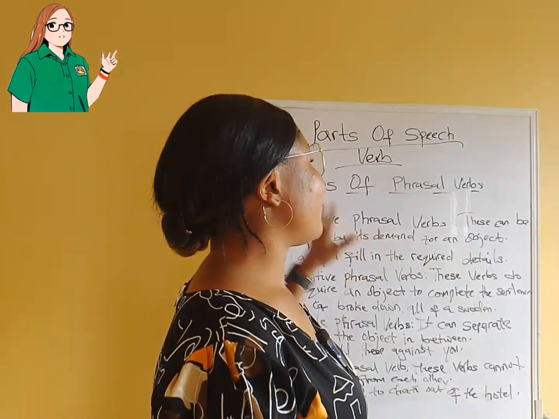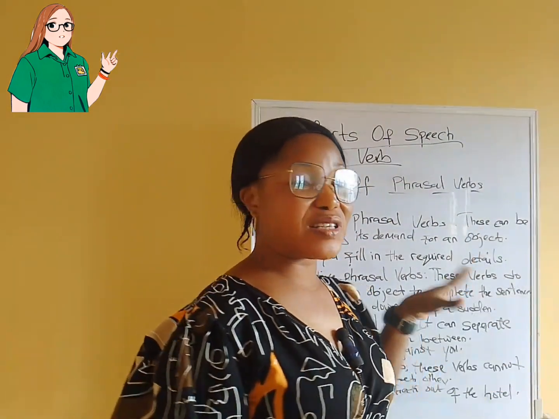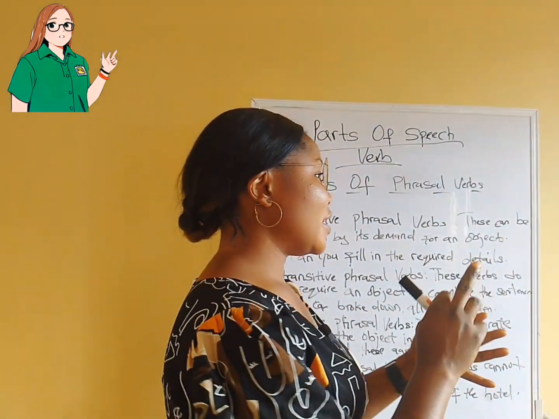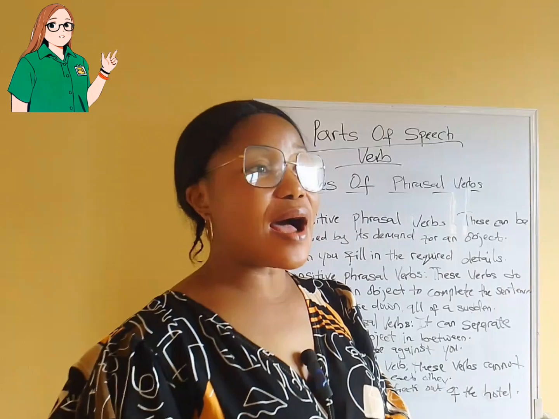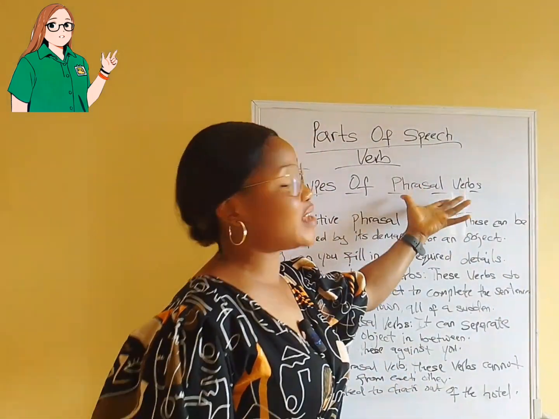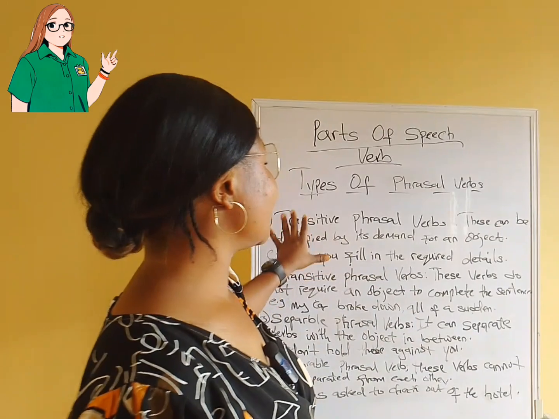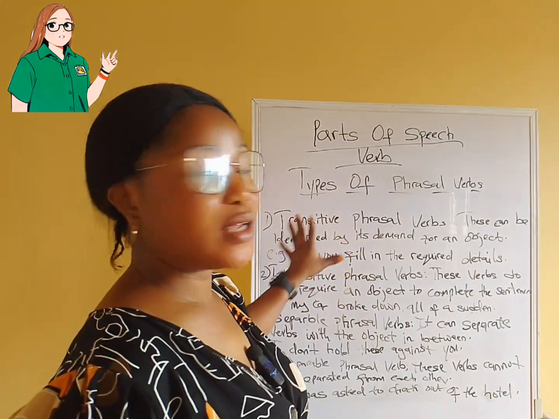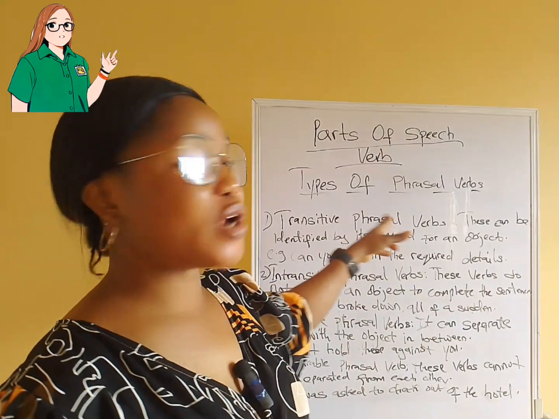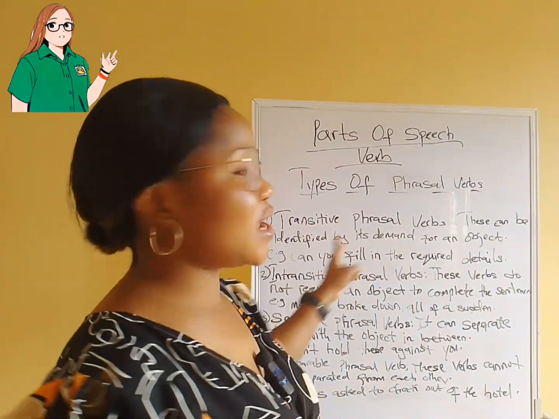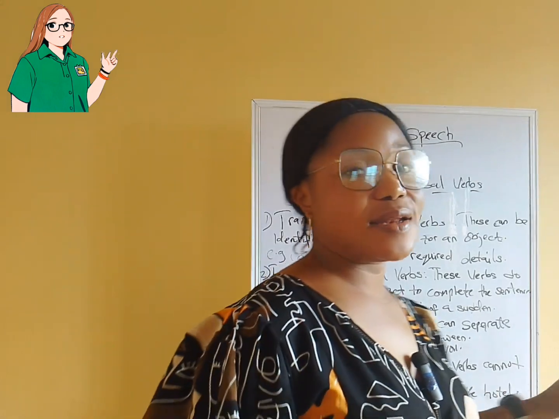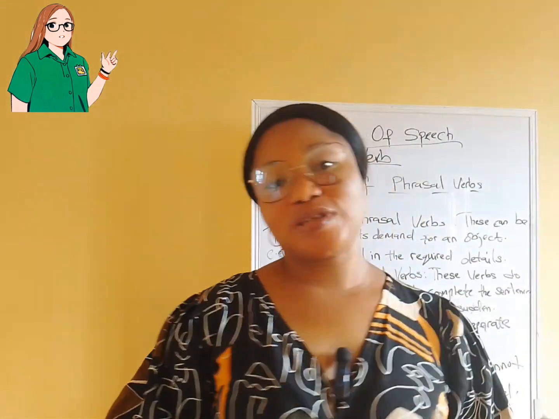So these are basically the four types of phrasal verb that we have. Remember, we have types of verb. We have discussed the auxiliary, the modal, and the phrasal verb. Under the phrasal verb, because phrasal verbs also have types, I've tried to highlight with examples the types that we have: transitive, intransitive, separable, and inseparable phrasal verb.